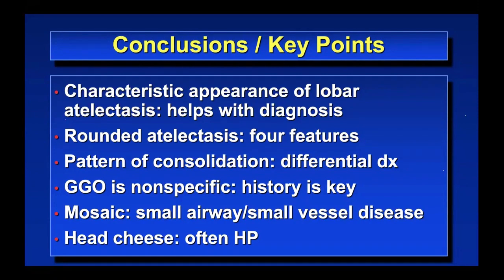One caveat for small airways disease and air trapping: if the expiratory view is not good quality, then you won't see air trapping. You have to have a good quality expiratory view. And then the head cheese sign, which is a mixture of mosaic attenuation and ground glass opacity, that is often hypersensitivity pneumonitis when we see it.